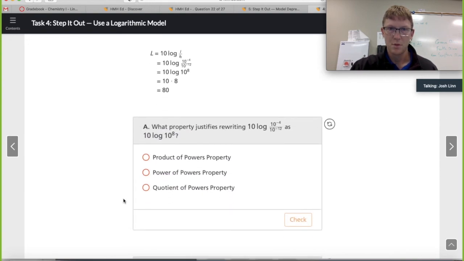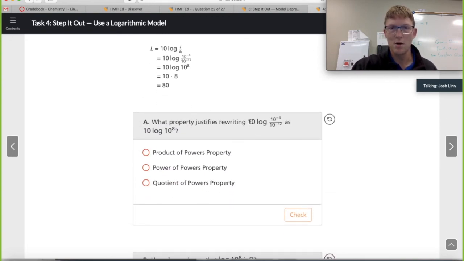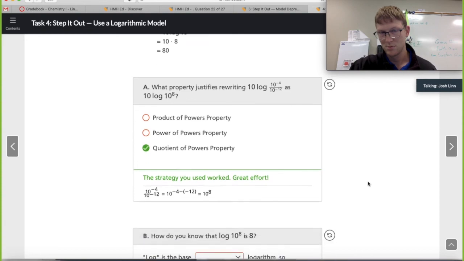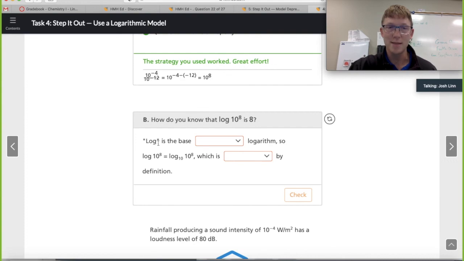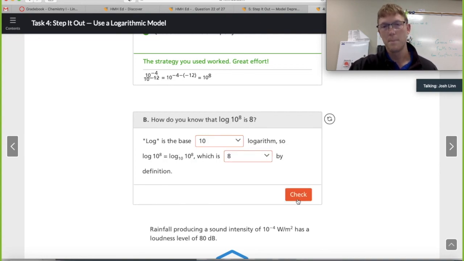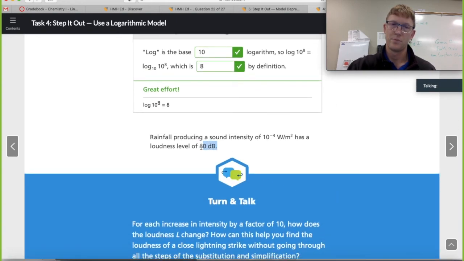Too easy, right? So what property justifies rewriting all of this as 10 to the 8th? That would be the quotient of powers property, because this here is a quotient. Remember, that's from our last module. And log by itself is the common log, base 10 logarithm. So log of 10 to the 8th equals log base 10 of 10 to the 8th, which is 8 by definition. So there's our answer. That wasn't too bad, right?